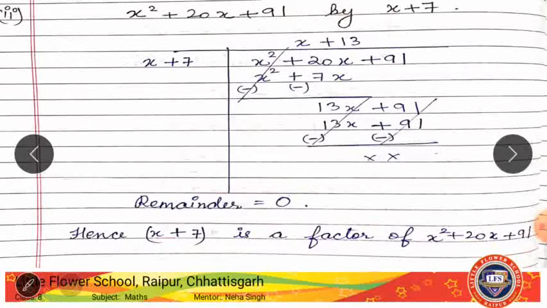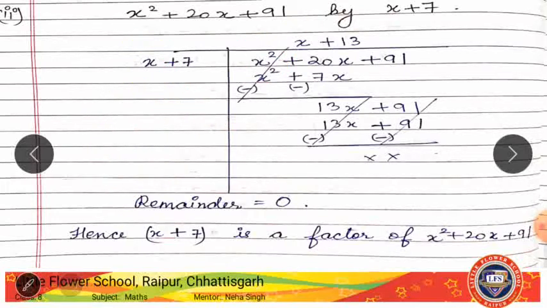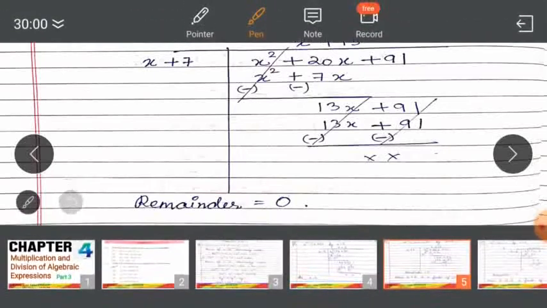First step, the first term of the dividend has to be divided by the first term of the divisor, which means x square upon x. When x square is divided by x, what is our answer? One x and one x will be cancelled. The answer will be x, right? So this x we are going to write in the quotient. The first term of the quotient is what we got? x. Now this was the first step.